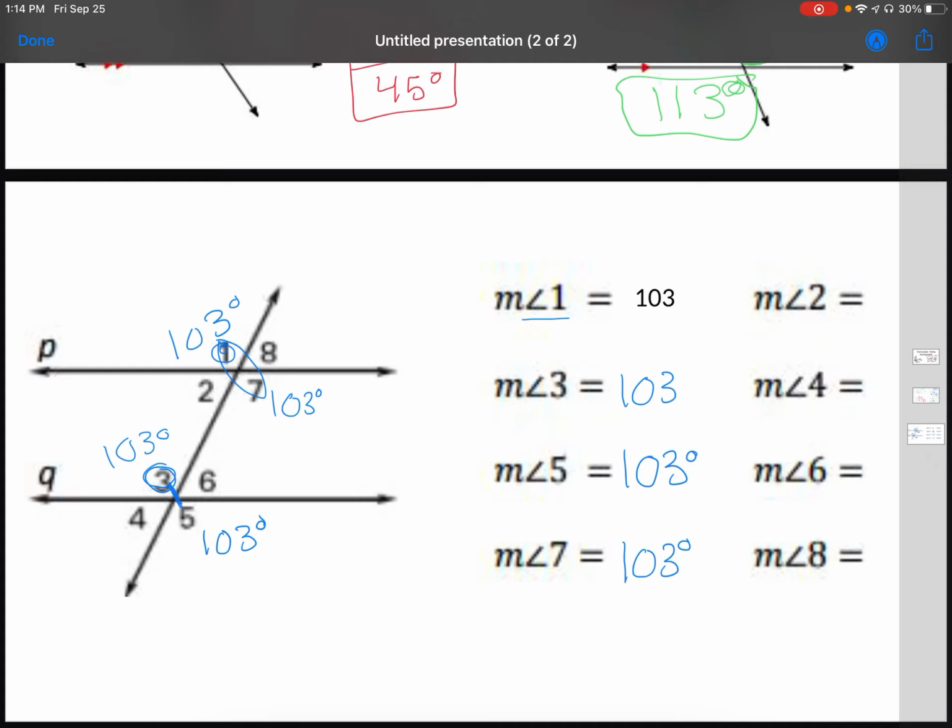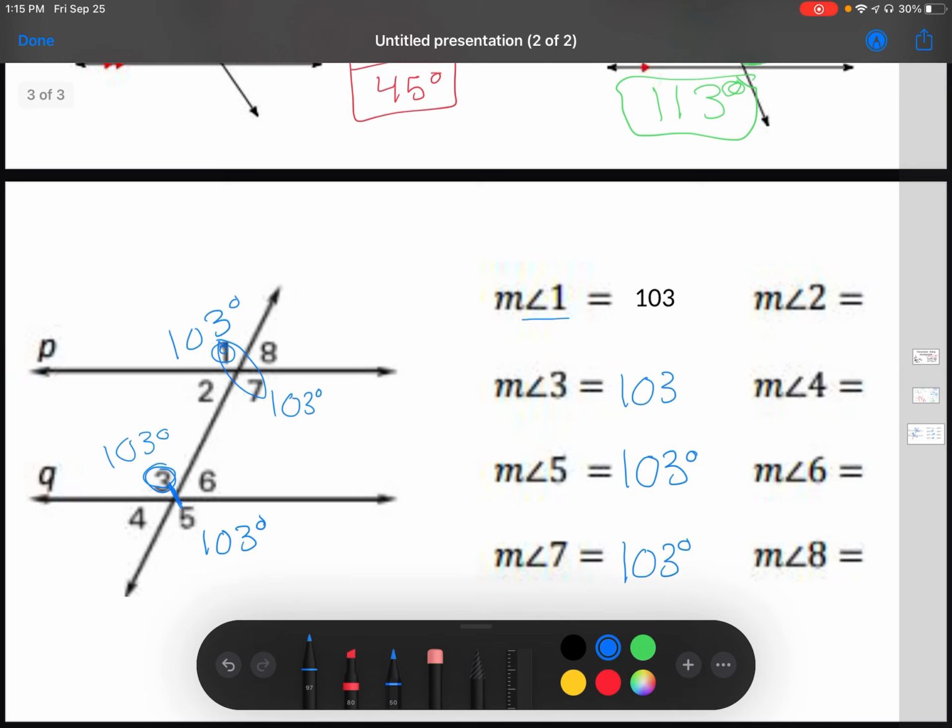So now for the rest of these, I'm going to take 180 minus 103, because the rest are supplementary. Doing that, I get 77 degrees. So 8 is 77 degrees. And 2 is vertical with that, which makes it 77 degrees. And then 2 and 6 are alternate interior, so that's 77 degrees. 4 is vertical with 6, so 4 is 77 degrees. So all the rest are 77 degrees.